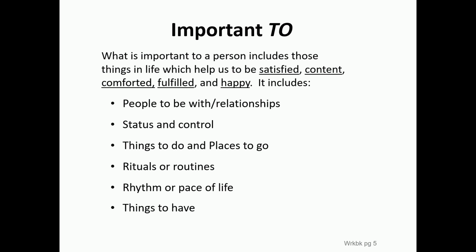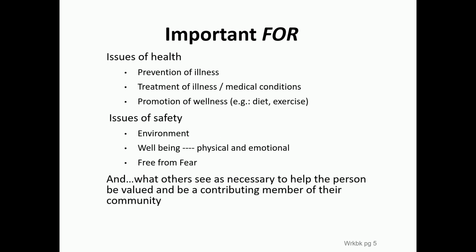We all want to have relationships. We all want to have some status and some control in our lives. We all need these things in order to have an important and person-centered life. What's important for a person are things like health and safety, so prevention from illness, promotion of wellness, so having the right diet or engaging in exercise, being free from fear. And important for can also include what others see as necessary to help the person be valued and be a contributing member of their society.